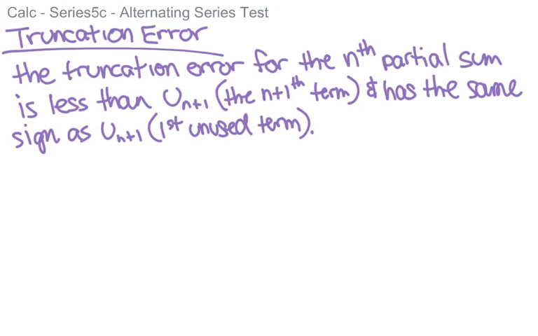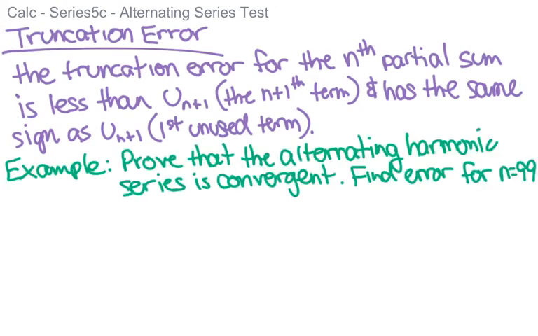All right, let's apply this to an example. The example is to prove that the alternating harmonic series converges, that means that we have this p value that's 1, and it's alternating, changing signs. And then we're going to find the error for n equals 99. Like if we add up 99 terms, how good is that approximation?